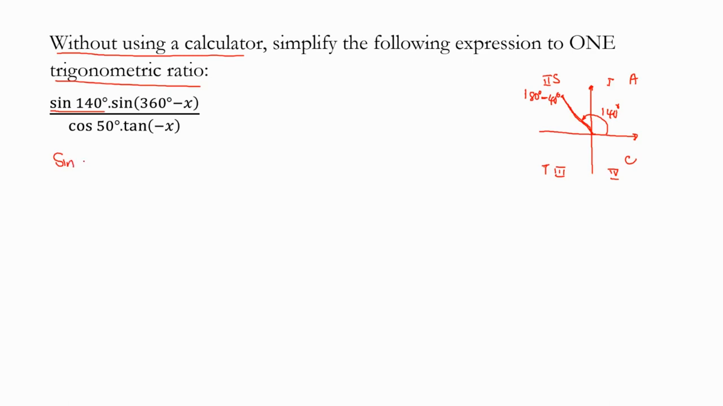So we have sine 180 degrees minus 40 degrees. Okay, just remember that in quadrant 1, let me use theta, there's theta. Quadrant 2 is 180 degrees minus theta. Then quadrant 3 is 180 degrees plus theta. Then quadrant 4 is 360 degrees minus theta. Okay, right, and then we come to sine 360 degrees minus x, which is in quadrant 4. You see, it is in this form.